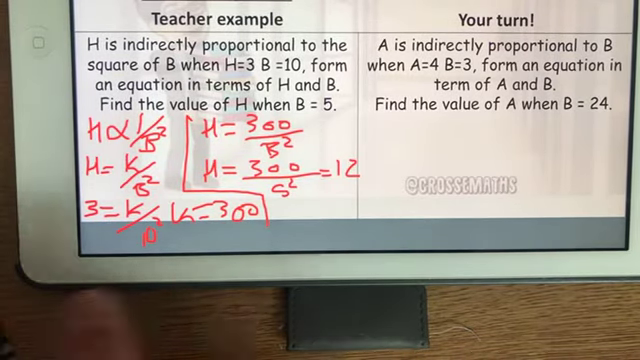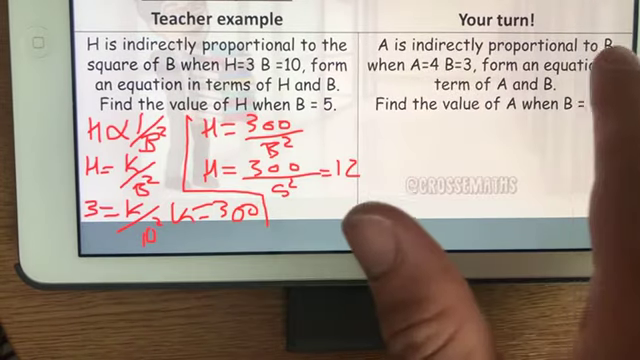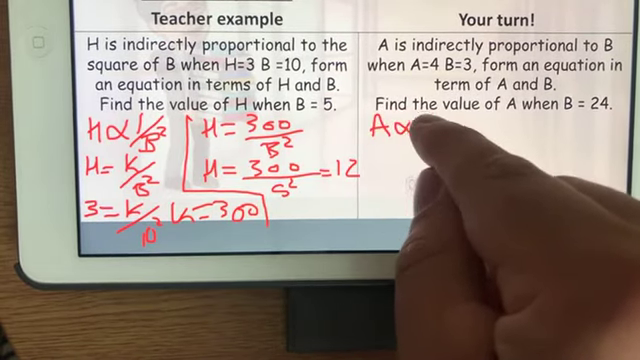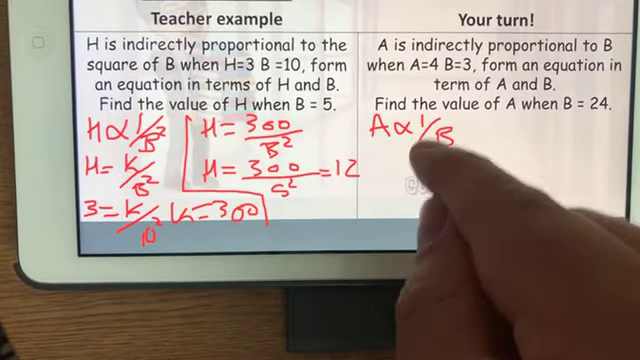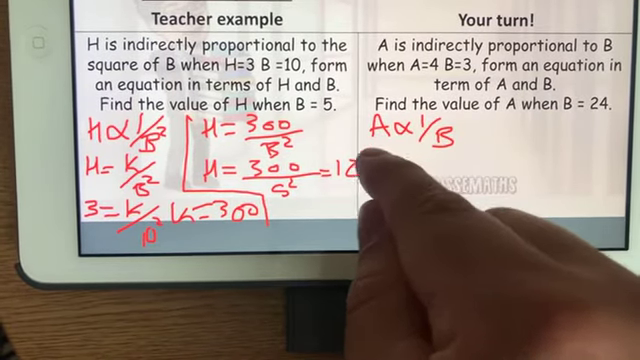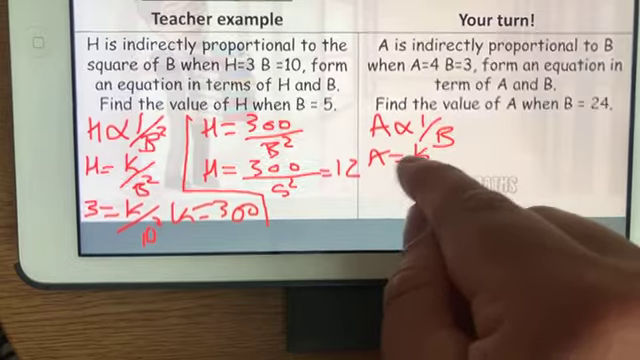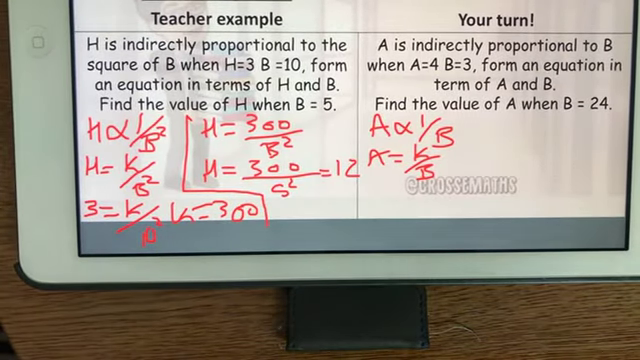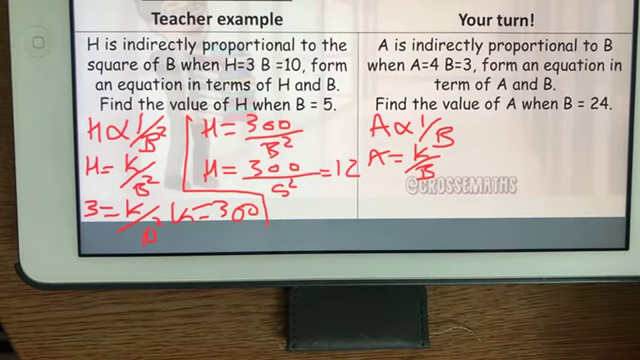Okay, so I'll start you off on this one. A is indirectly proportional to b. Okay, so all that means is A is indirectly proportional to 1 over b. A equals k over b. Now you'll need to finish that off and find the value of A when b is 24. That's the final bit of the question. That's the important part.